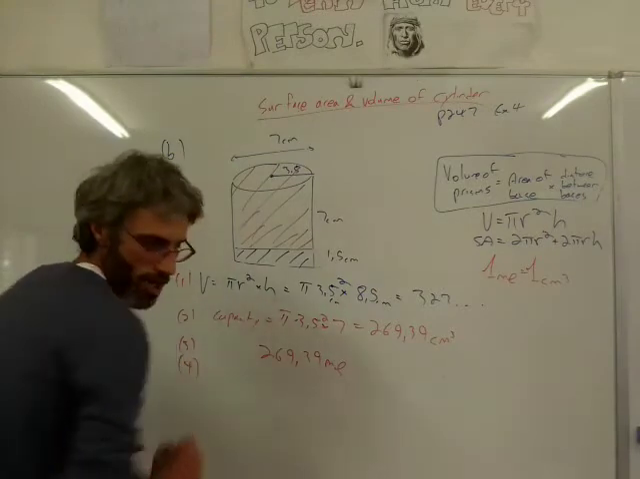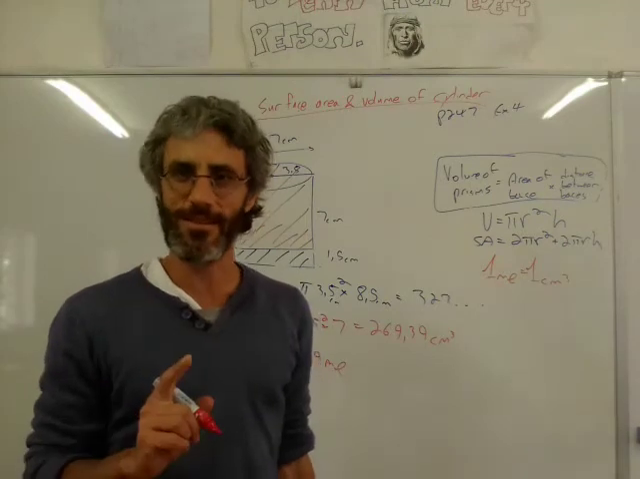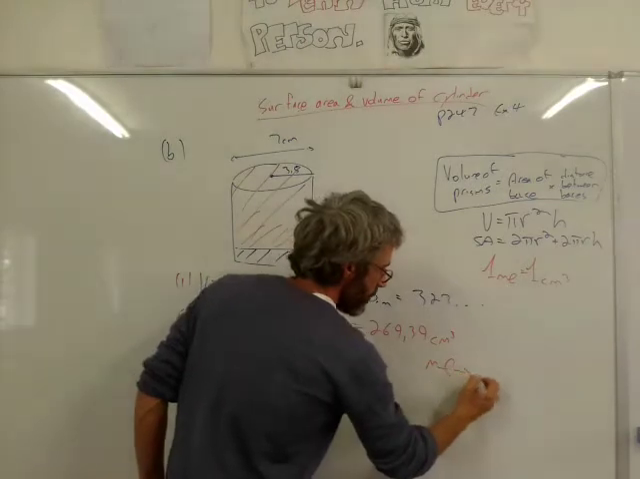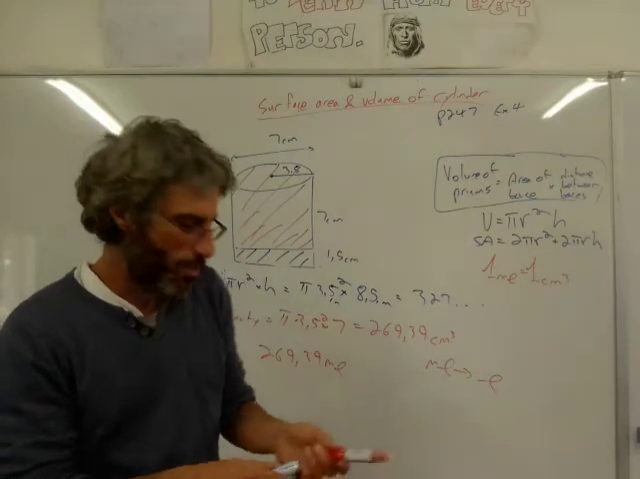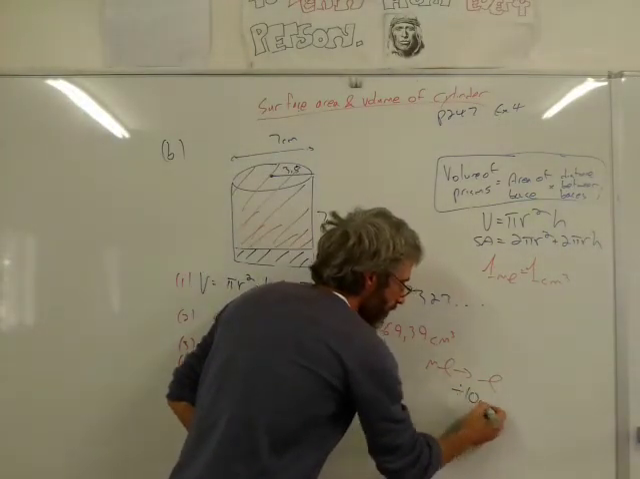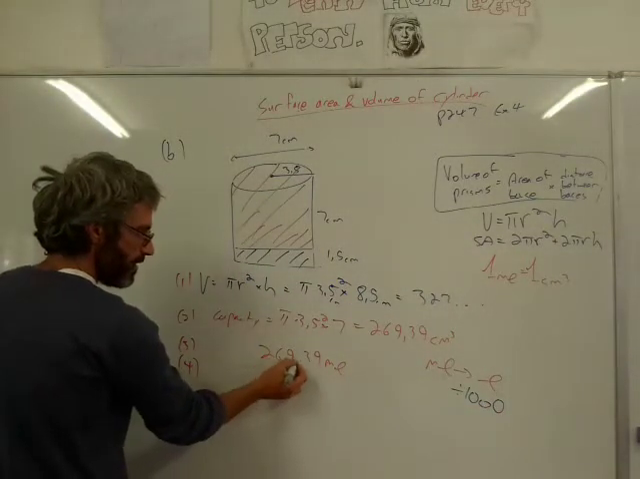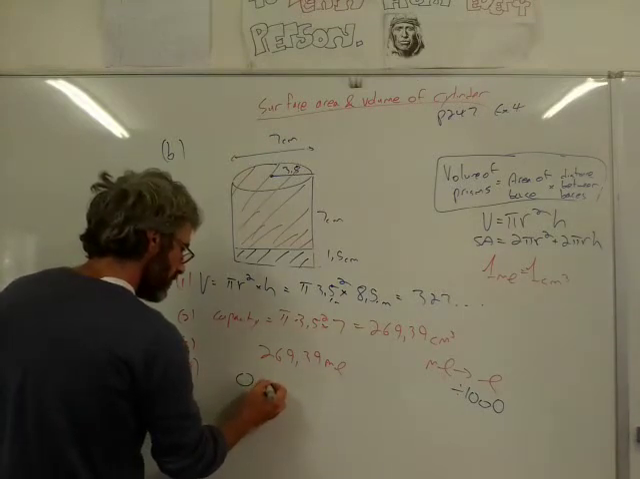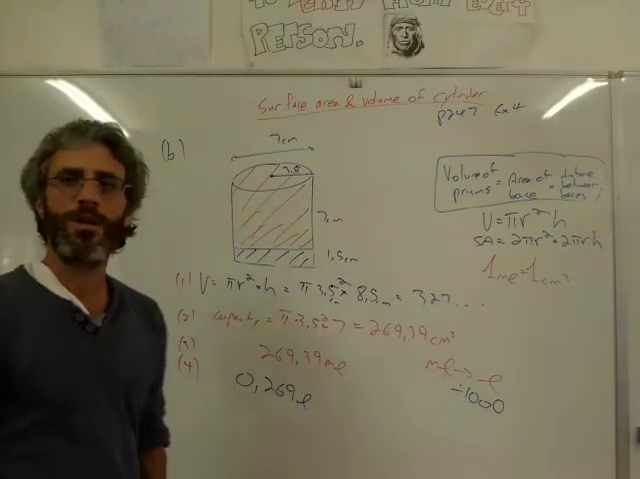At 4, they're asking us to calculate the capacity of the drinking glass in liters. If this is the answer in milliliters, how do we go from milliliter to liter? Whenever we go from milli to the normal unit, we divide by 1,000. So the answer is going to be divided by 1,000. I don't need to calculate that, I just move the decimal place 3 times. So the answer is going to be 0.269 liter. Okay, guys?